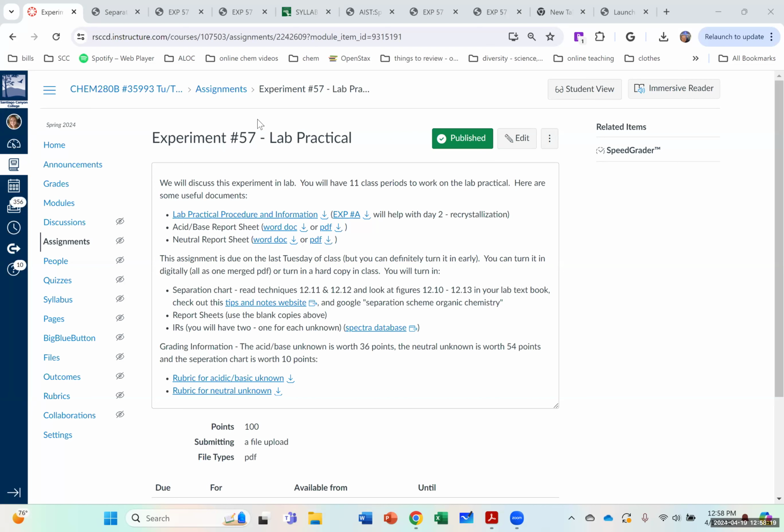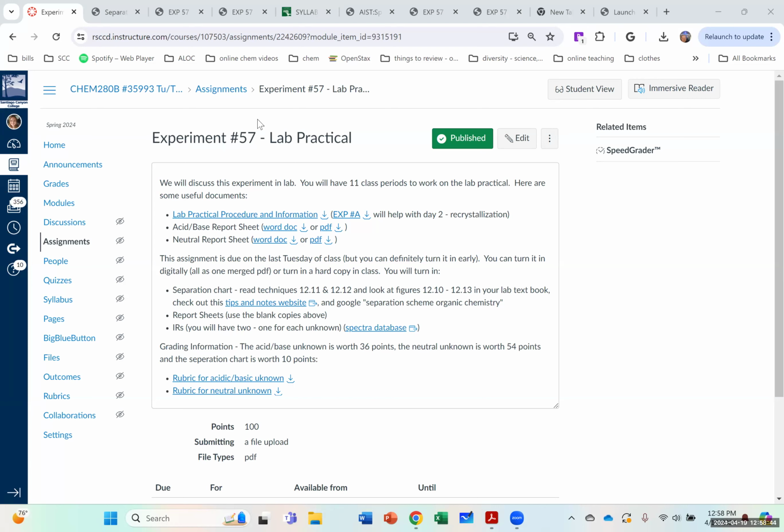Okay, so first let's talk about what to expect. When you come into class on Monday, there's going to be a bunch of small flasks up on the counter, and in each of those flasks are going to be two unknowns. One is a neutral compound, and one is an acidic compound, and they're going to be dissolved in ether. Your entire goal by the end of the lab practical is to figure out what each of your unknowns are. So that's the big picture.